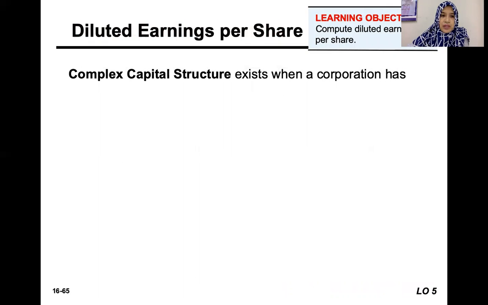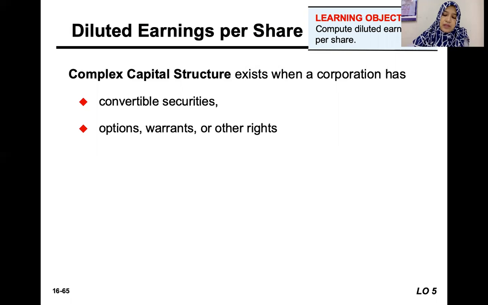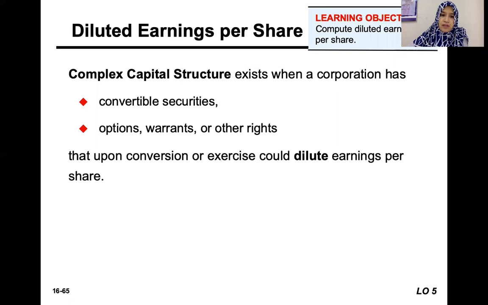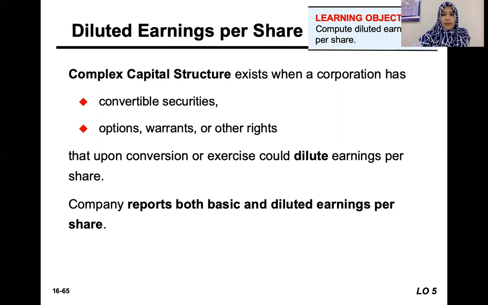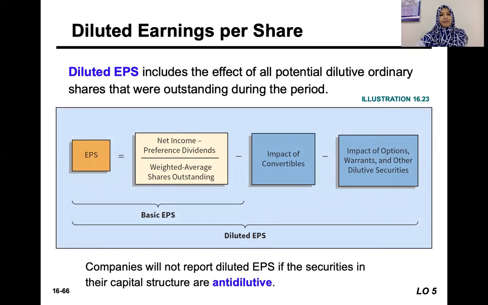Okay. Now we talk about complex capital structure, when the company has dilutive securities elements, such as convertible securities, options, warrants, share rights, etc., which, when they are exercised or converted, will have the effect of diluting, that is, reducing, the earnings per share. So the company would report the basic EPS and the diluted earnings per share. So how do we calculate the diluted EPS?